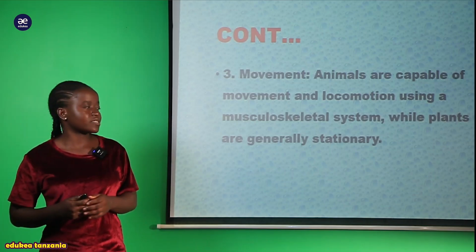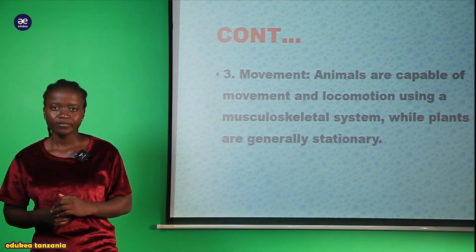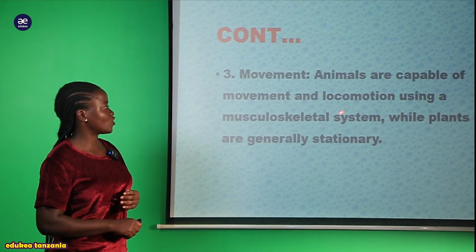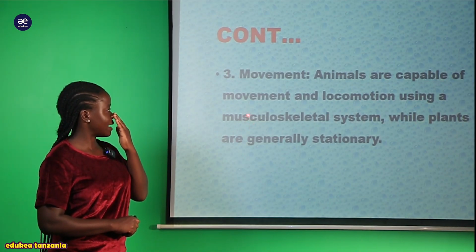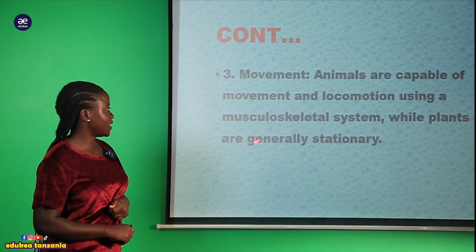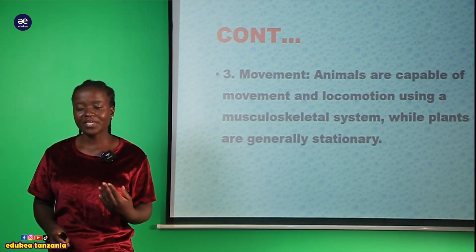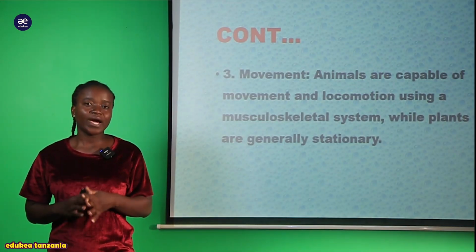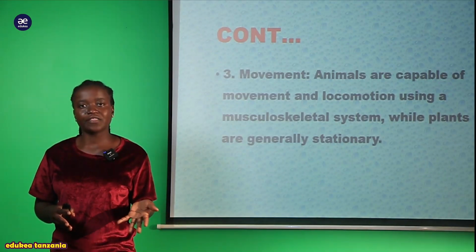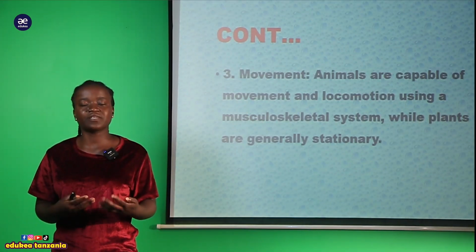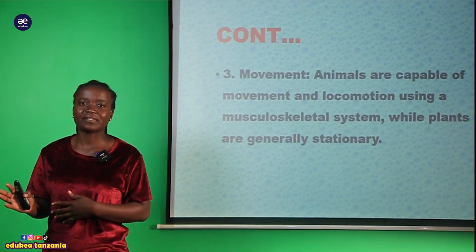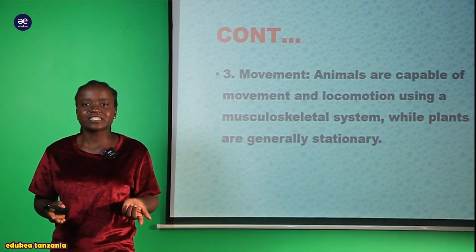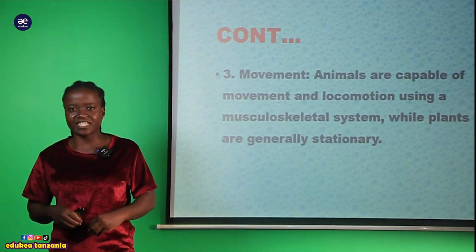And another difference is on movement. Animals are capable of movement and locomotion using a musculoskeletal system, while plants are generally stationary. When movement occurs in a plant and movement occurs in an animal, they are quite different, because animals have different kinds of structures that help them to locomote from one place to another. While the movement that occurs within a plant is because the plant is in a stationary state.